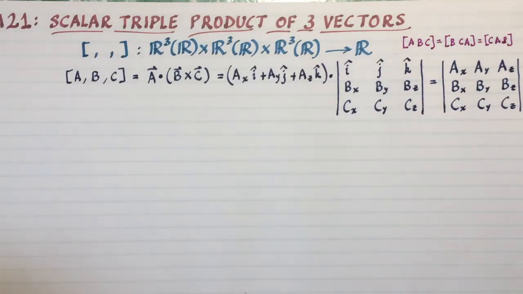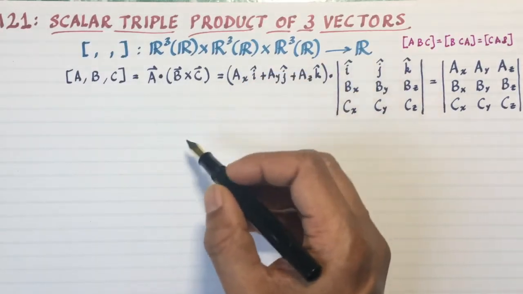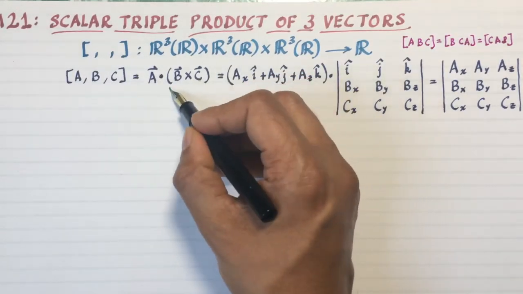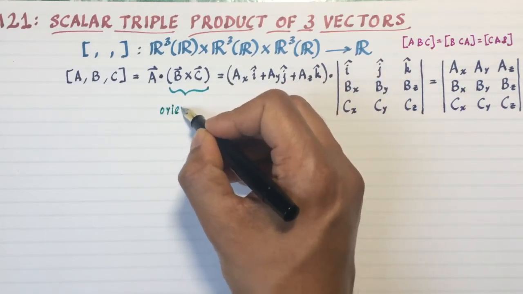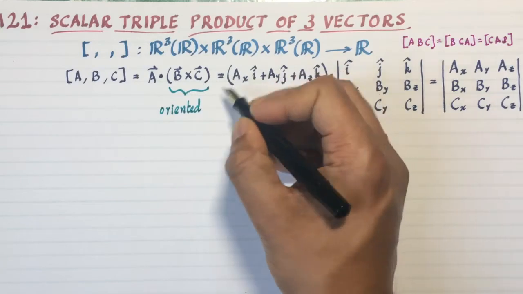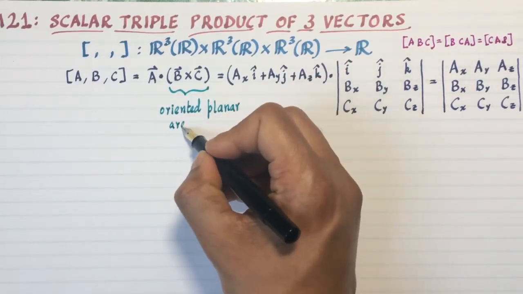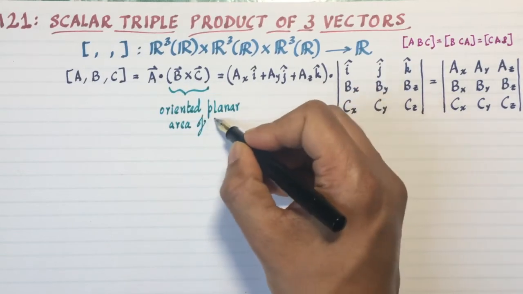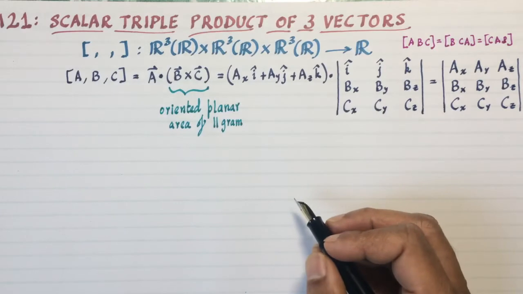Now, in the cross product video, I ran out of time, so I could not tell you the geometric meaning of the cross product, but this is a good time to dwell on that. The geometric meaning of the cross product is that it is the oriented planar area of a parallelogram formed by B and C.